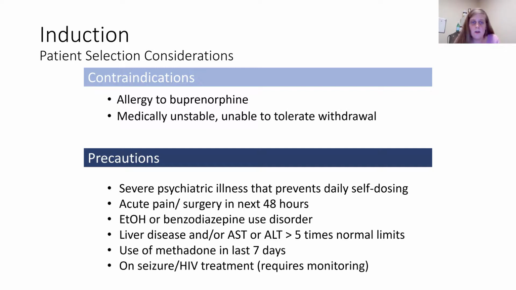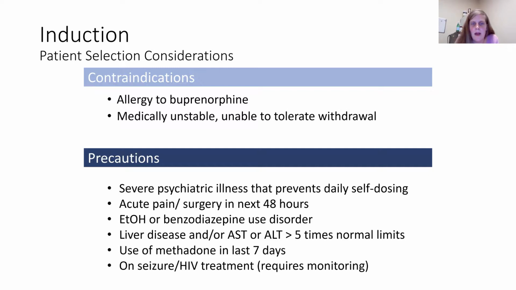Areas to be cautious include patients with severe psychiatric illness. These patients, for some, can have a lot of trouble with daily self-dosing of medicines or being able to keep track of medicines, that type of thing. They may be better served by a clinic that can help them, such as a methadone clinic that will help them with administering doses on a regular basis. If a patient is anticipated to have acute pain or surgery within the next 48 hours, it does make the induction of these medications a little bit more challenging, and so sometimes it can be wise to wait a little while to do that.